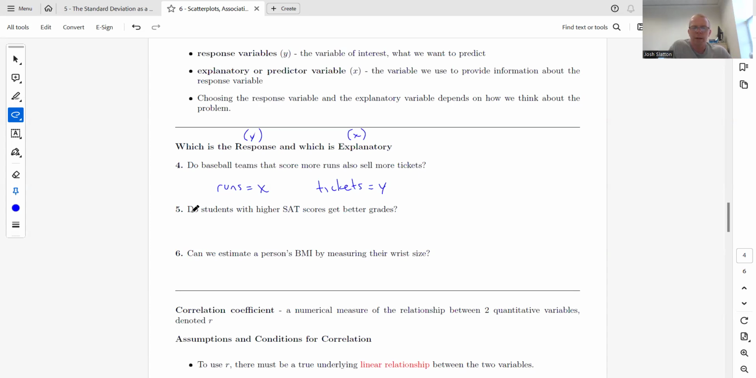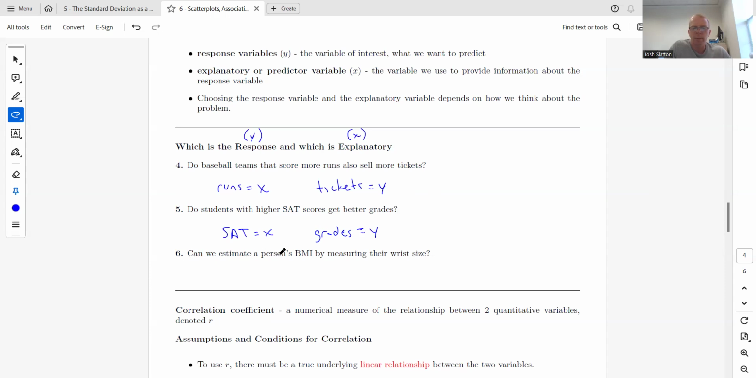All right, number 5 says, do students with higher SAT scores get better grades? So we have SAT scores and we have grades. And the way the question is phrased, SAT scores seem to be coming first. And so we're going to call that one X and call this one Y.